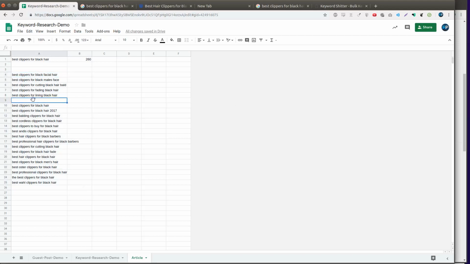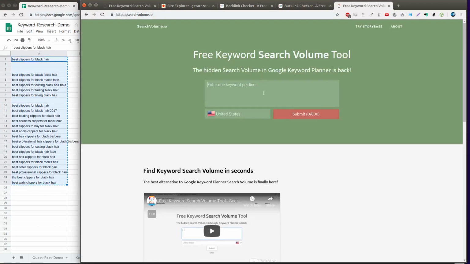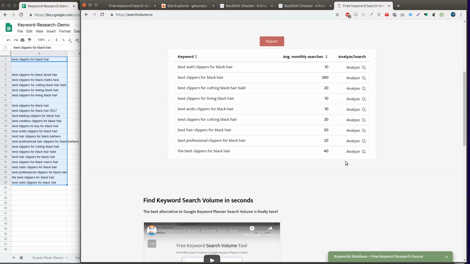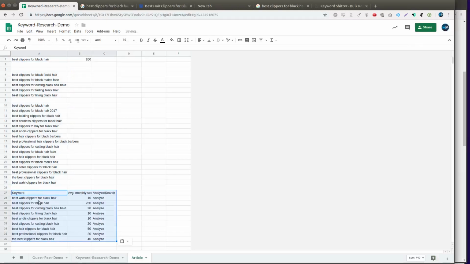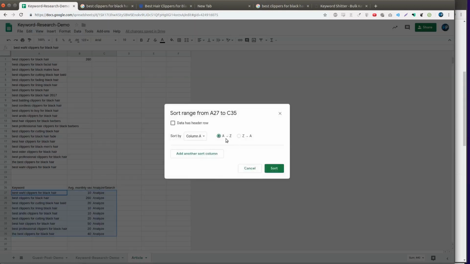And what we want to do now is take all these terms, take everything, and go back to that tool we used before, whatever the hell it was called. We'll paste this in, and we're going to submit this and see what we actually turn up. And if we grab these, we can paste this in here, and we'll go ahead and sort this range under Sort Range, and we want to sort by the column B, and we want it to be descending.